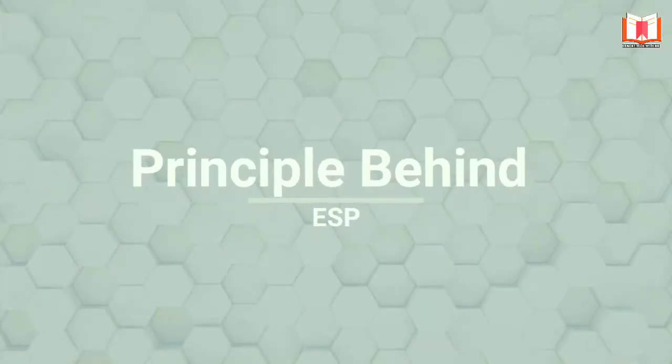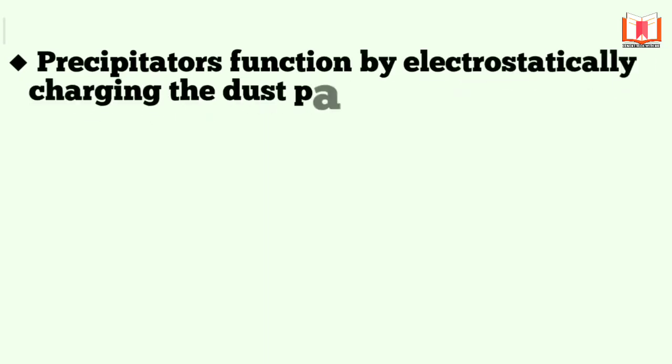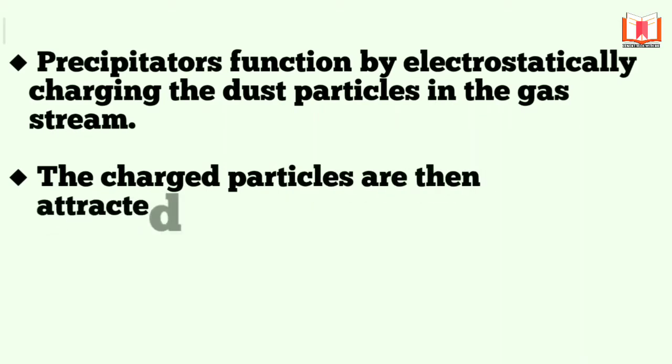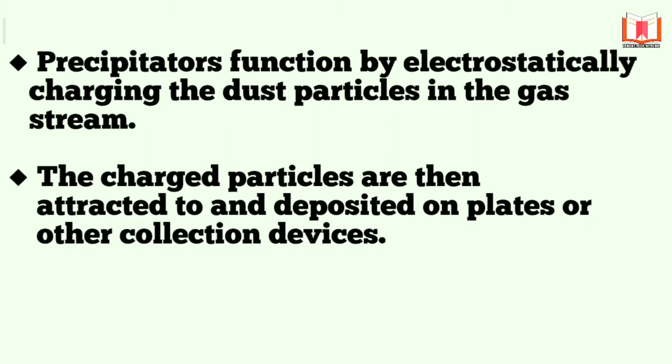Principle behind ESP. Precipitators function by electrostatically charging the dust particles in the gas stream. The charged particles are then attracted to and deposited on plates or other collecting devices.